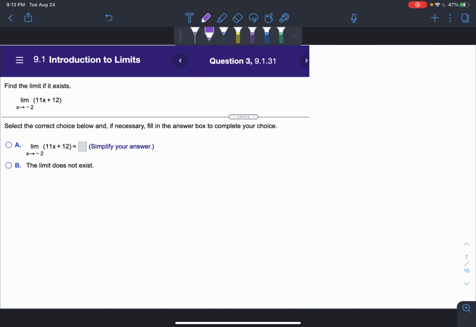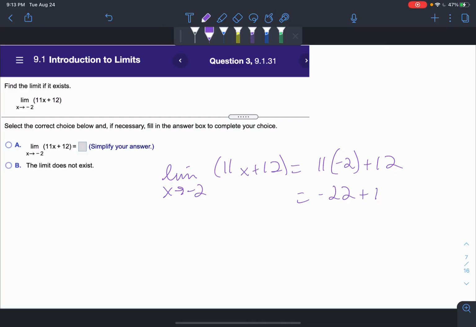So now let's try to find this limit if it exists. So again, let's just try plugging in this value, -2 for x. So we get 11 times -2 plus 12. And so we get minus 22 plus 12, and we get minus 10 again. And so that will be our answer here. All right.